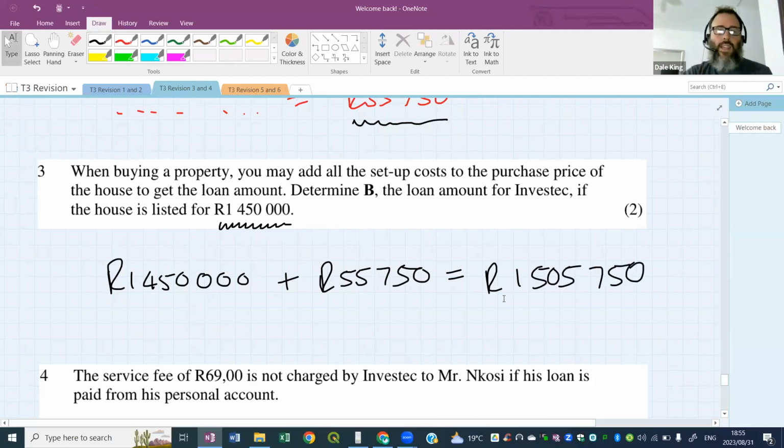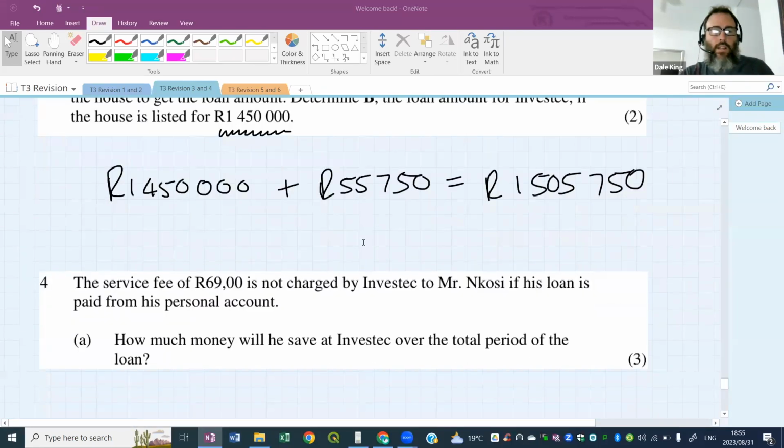So what they're saying is, this is how much you're going to go to the bank to get a loan for. You can include all your setup costs onto the purchase price of the house, and then you go to the bank for that amount. You loan that amount. Yes, you guys are on the money. You got it? Okay. Excellent. All right, let's move on quickly now, guys.